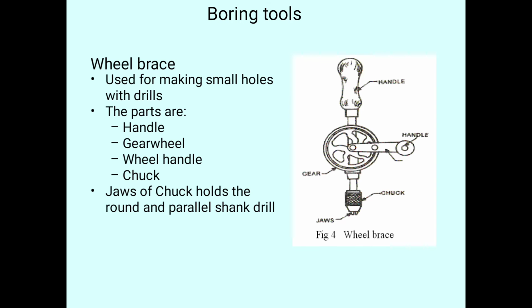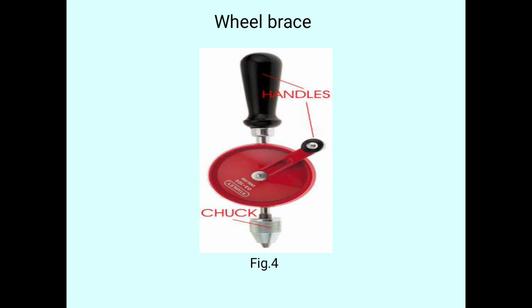Whatever shank we have for the drill bits should be round and parallel, not tapered. Drills are rotated by operating the crank. By operating the crank, we can rotate the drills to make holes. Here we can see the diagram of the wheel brace.